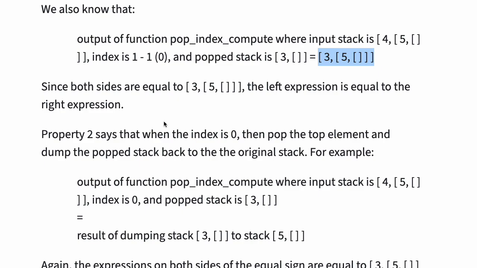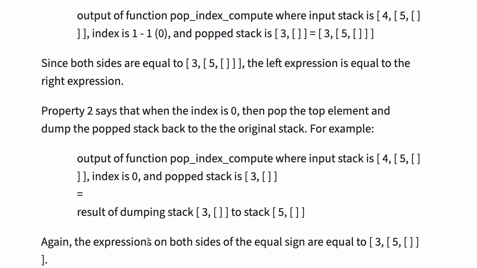Property 2 says that when the index is 0, then pop the top element and dump the pop stack back to the original stack. For example, output of the function popIndexCompute, where input stack is 4, 5, index is 0, and pop stack is 3, is equal to the result of dumping stack 3 to stack 5. Again, the expressions on both sides of the equal sign are equal to the stack 3, 5.